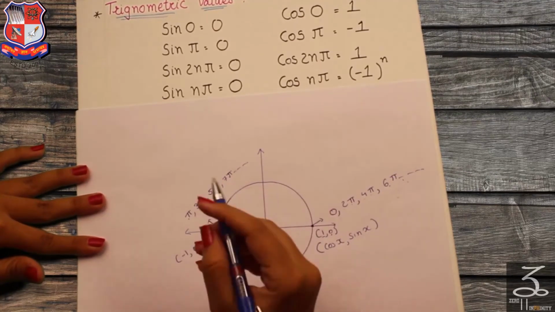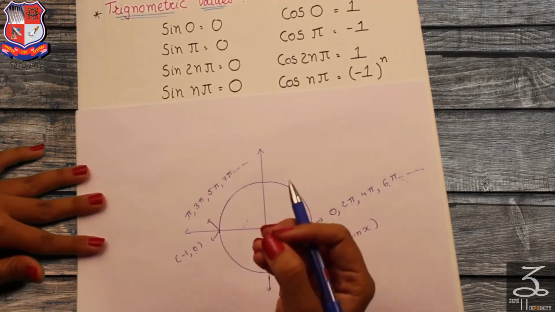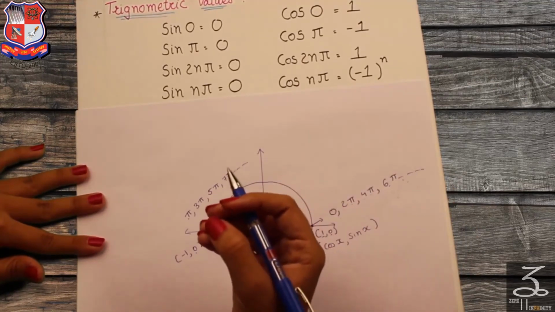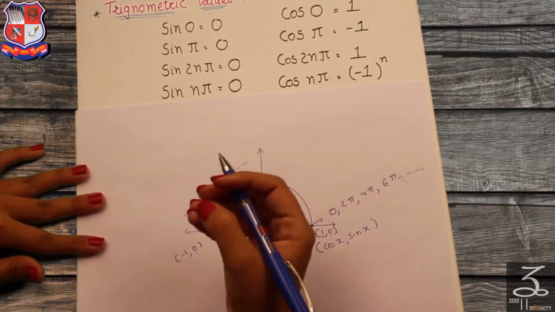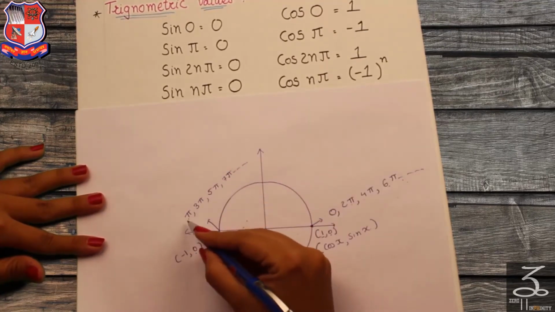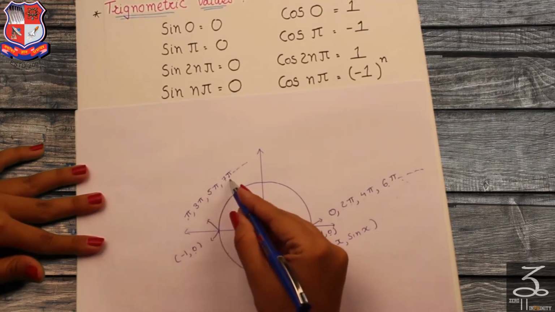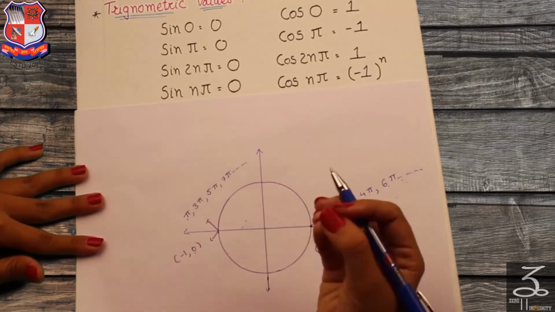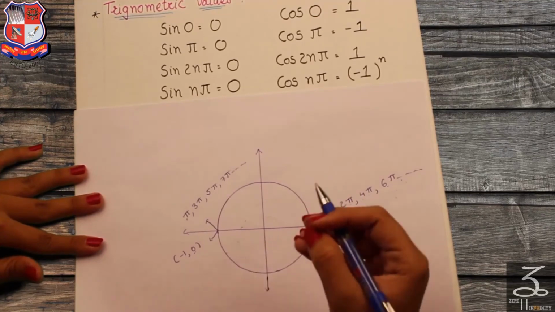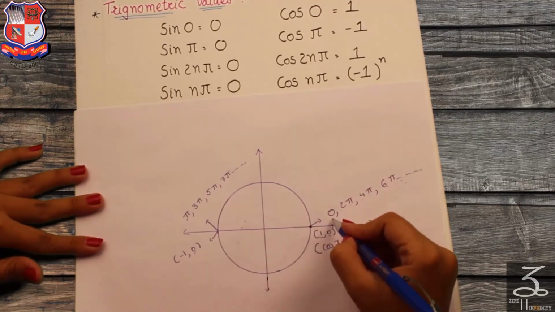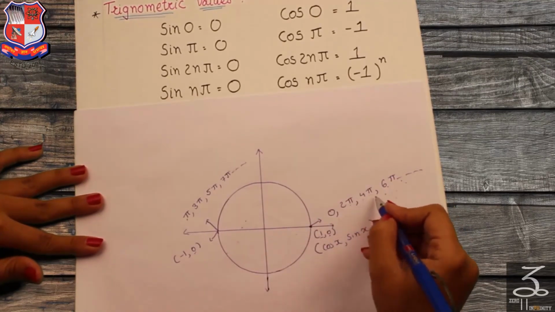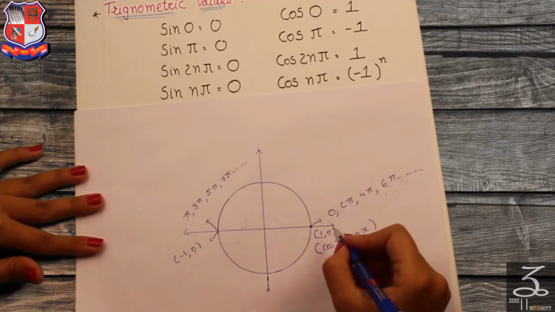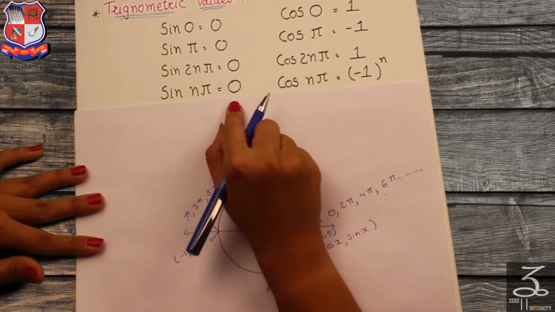How come? Suppose we are taking the value of n equal to 1, 2, 3, 4, 5, 6. It means suppose we are taking n equal to 1, 3, 5, 7, that is pi, 3 pi, 5 pi, 7 pi. Over here the value of sine is 0. Suppose we are taking an even number, n equal to 2, 4, 6, 8. That means the points are 0, 2 pi, 4 pi, 6 pi and so on. At this point the value is also 0. So the value of sine n pi is always 0.